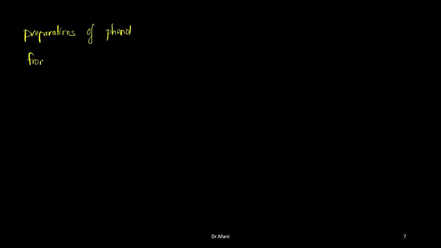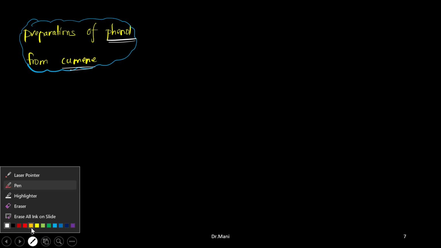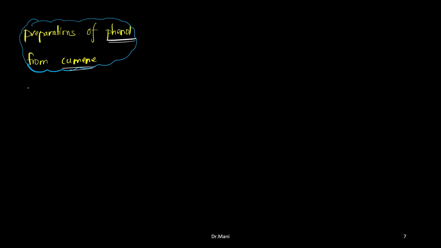From cumene, the preparation of phenol. We'll be using cumene and getting phenol. It happens in 3 steps, so let's see each of the steps. The first step, step one, is the formation of cumene.